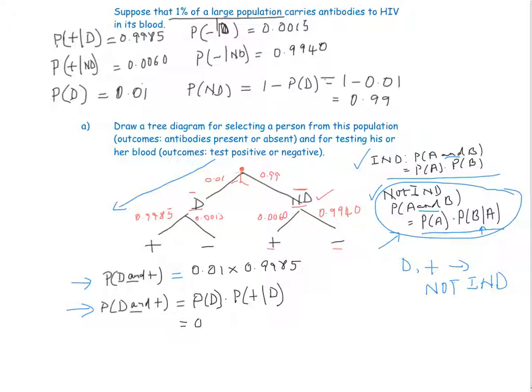Probability of having the disease is 0.01 times probability of positive given disease is 0.9985.